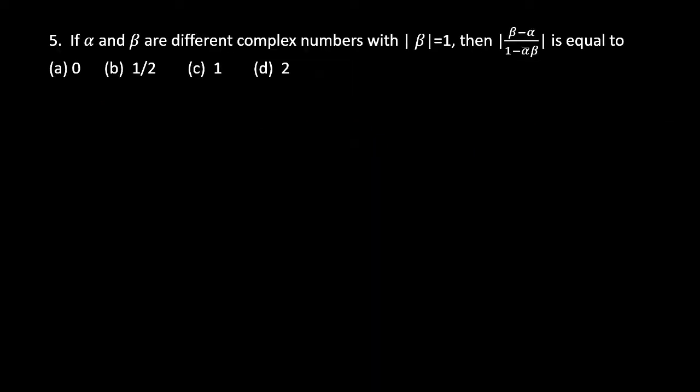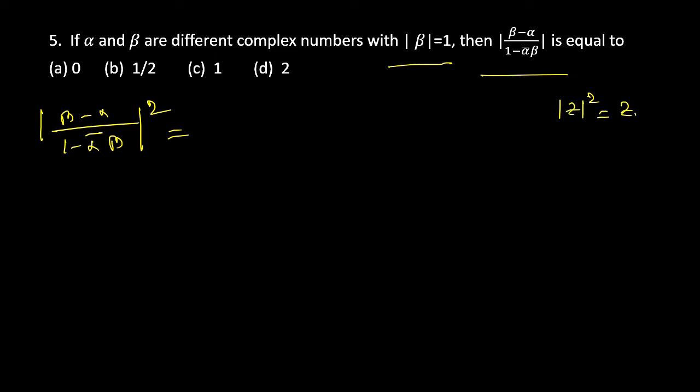Next problem. Alpha and beta are different complex numbers with mod beta equal to 1. Then mod of beta minus alpha by 1 minus alpha bar beta will be 0, half, 1, 2. First, we evaluate the value of beta minus alpha by 1 minus alpha bar beta mod square. Okay, we know mod z square is z into z bar.